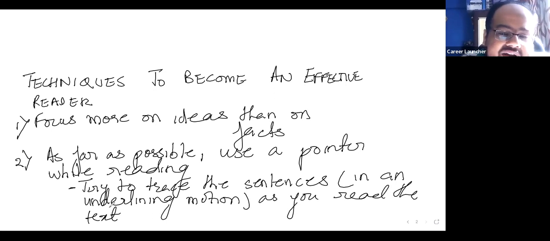The sentence that you read, you try to trace it with a pointer, which could be a pen, pencil, or even a finger. But try to trace the sentences as you read the text. This technique over the years has been proven very, very effective. There has been a lot of research on this technique, and for most people, it has proved very, very effective.